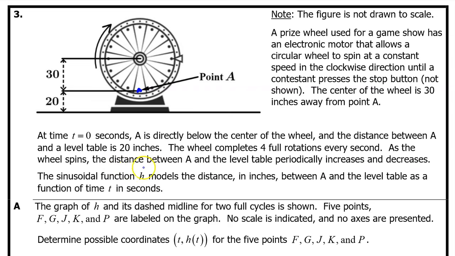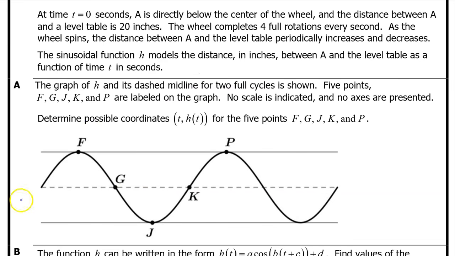As the wheel spins, the distance between A and the level table periodically increases and decreases. The sinusoidal function h models the distance in inches between A and the level table as a function of time in seconds. Part A. The graph of h and its dashed midline for 2 full cycles is shown. 5 points, F, G, J, K, and P, are labeled on the graph. No time scale is indicated and no axes are presented. Determine possible coordinates (t, h of t) for the 5 points F, G, J, K, and P.